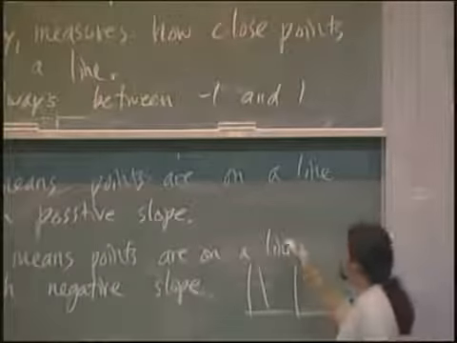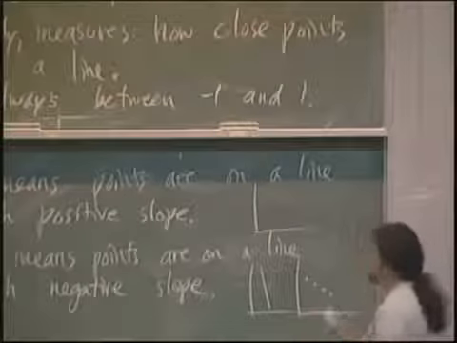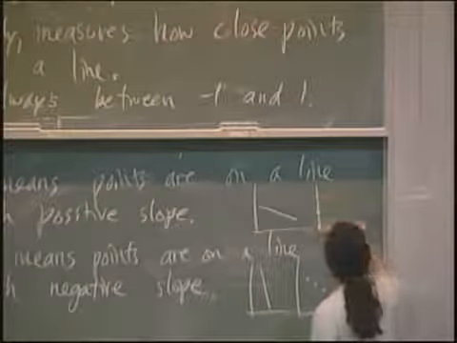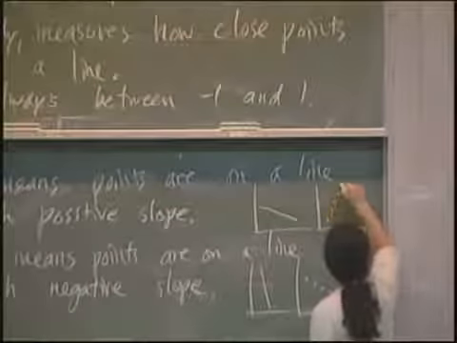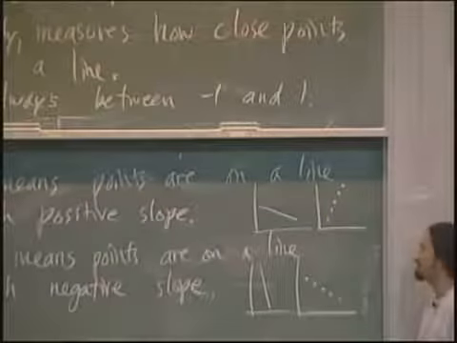Whereas r equals 1, you might think of the variables as being like BFFs. They're like always doing the same thing. And whatever one does, the other one does exactly the same thing.